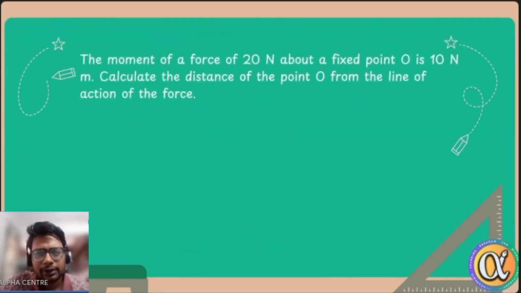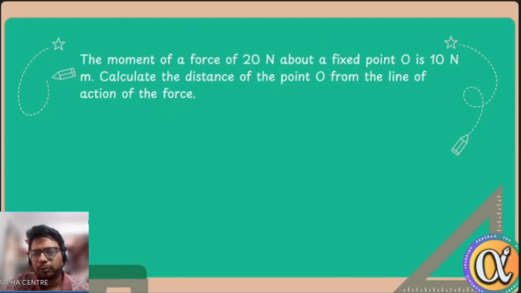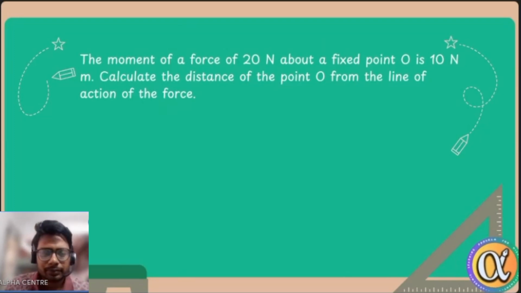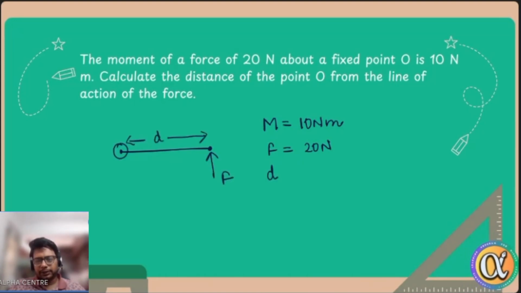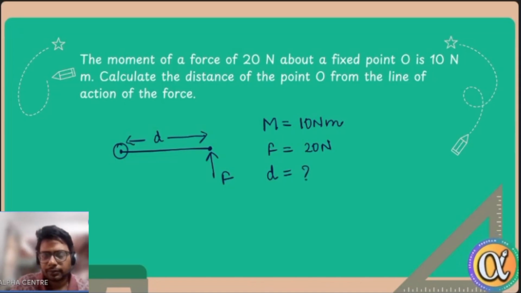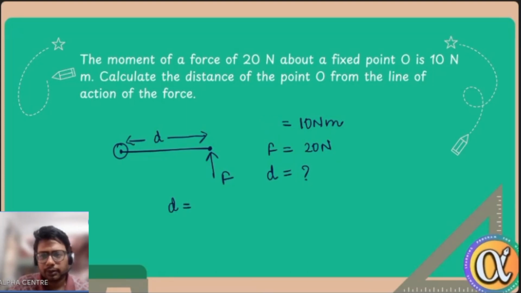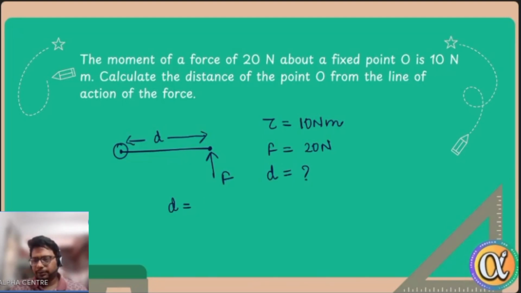So we'll just see one more question. This is the first from the exercise. Easy. Moment of force of 20 Newton about a fixed point O is 10 Newton meter. Calculate the distance of point O from the line of action of force. Force is 20 Newton and moment is 10 Newton meter. So D is what we need to find. Moment of force is nothing but torque, so we'll just write tau.